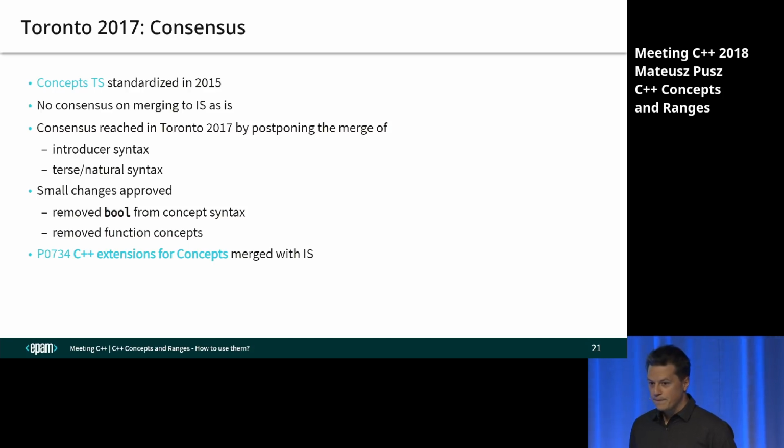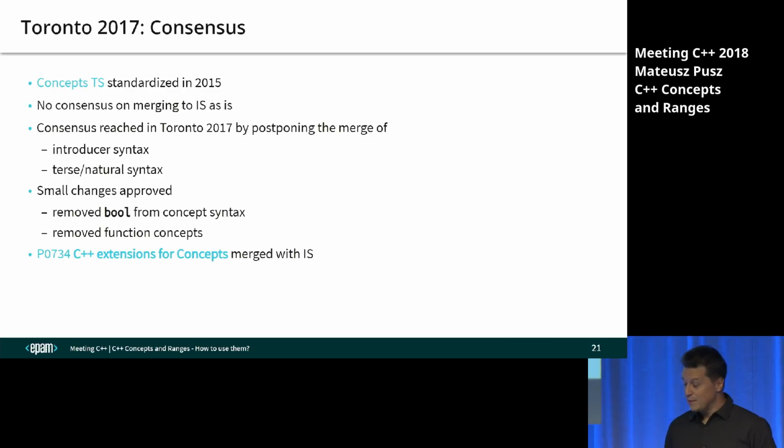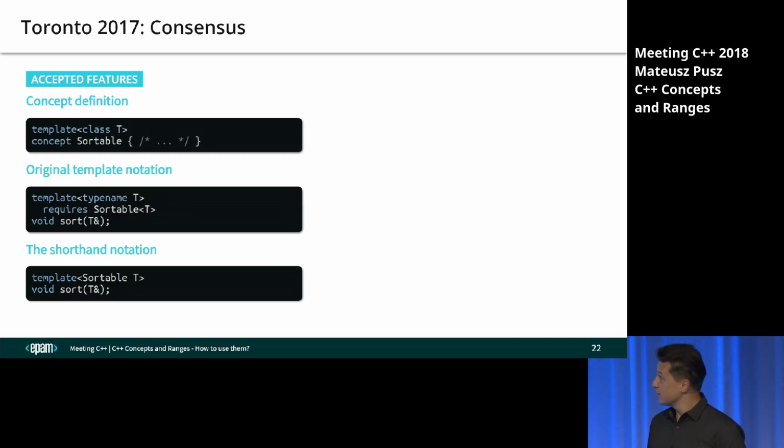Concepts are not new. Concepts were standardized as a technical specification in 2015, so 3 years ago. For many years, we didn't have any consensus in the committee on how to merge them to the IS. We reached the consensus a year ago in Toronto by postponing some of the features, namely introducer syntax and terse natural syntax. I will show you what it means on the next slide. With some additional small changes, P0734 was merged with the standard a year ago. So this is what was accepted from ranges from the concepts TS.